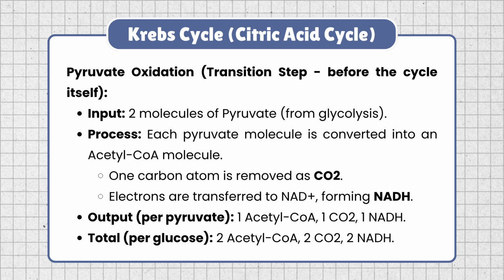First is the decarboxylation. One carbon atom is removed from pyruvate and released as carbon dioxide. This is where we start breathing out the carbon from glucose. Second is the redox. Electrons are captured by NAD+, forming another variable carrier called NADH. Now, since we start with two pyruvates, the total output for this step is 2 acetyl-CoA, 2 carbon dioxide, and 2 NADH. The acetyl-CoA is now ready to feed into the Krebs cycle.